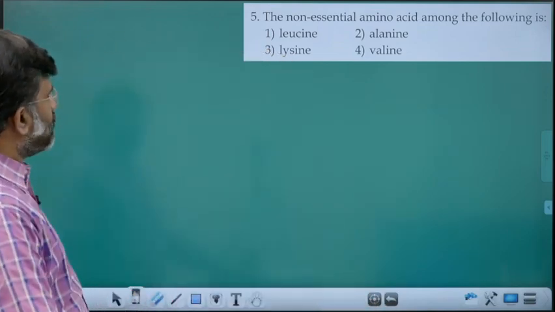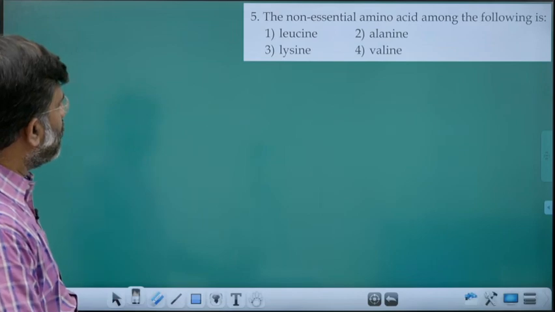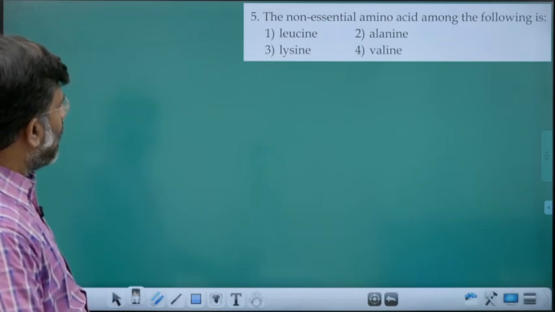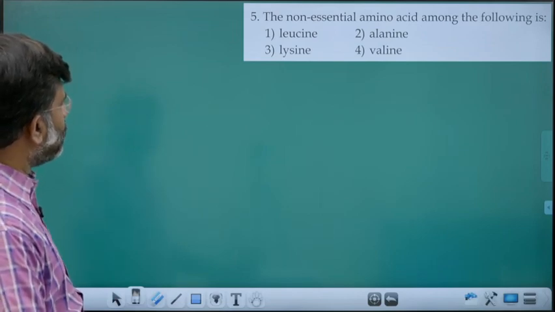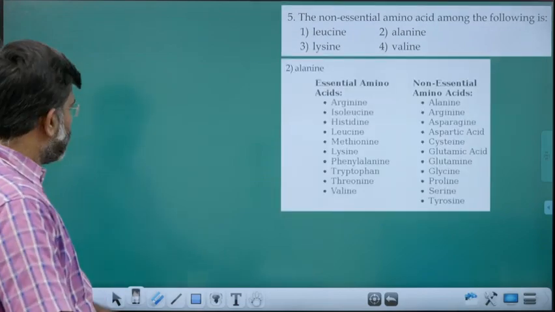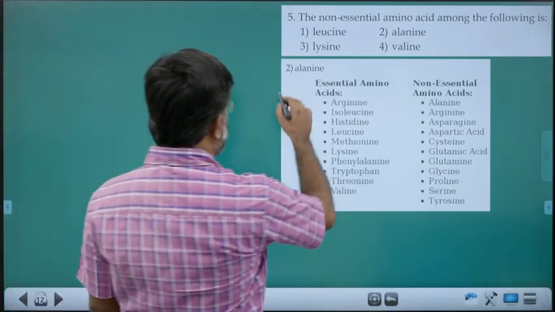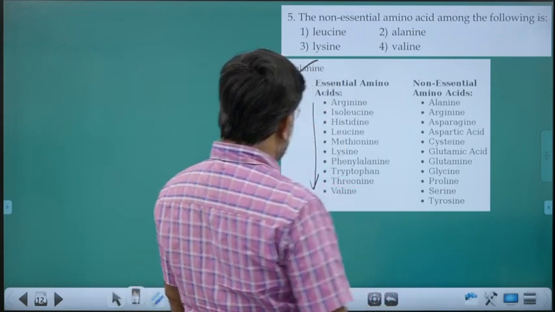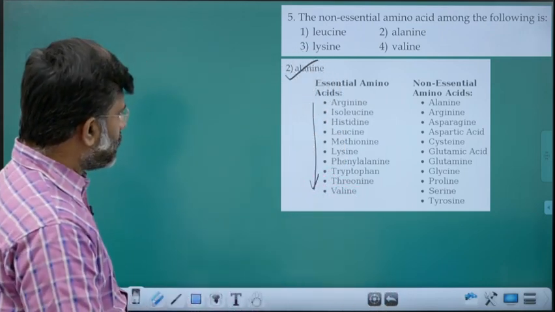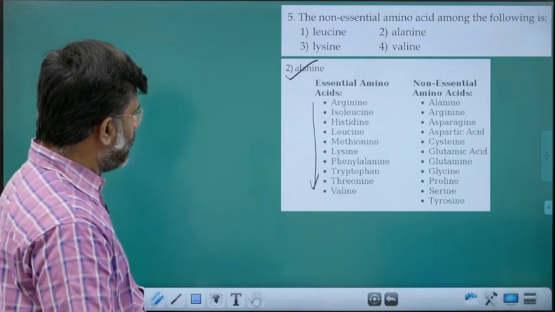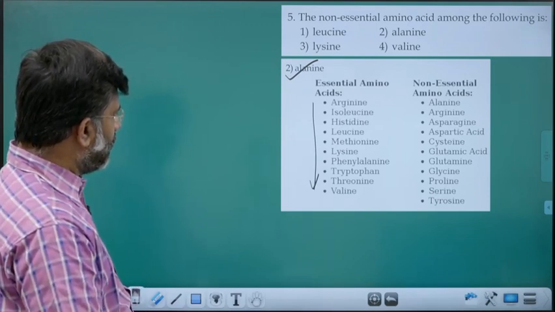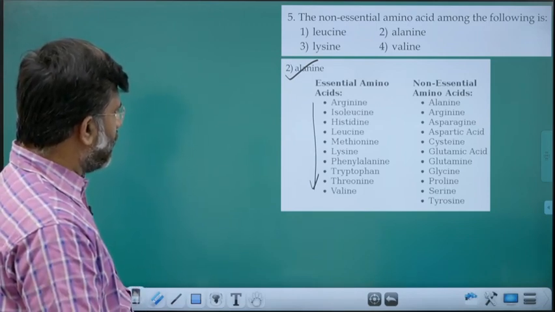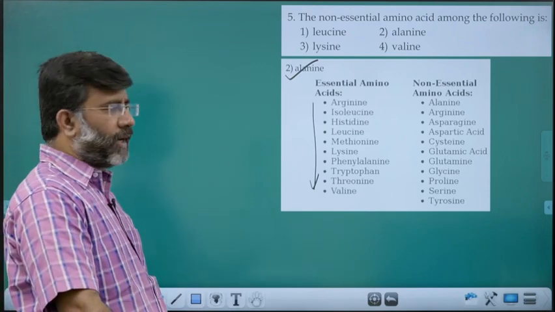Right? The non-essential amino acid is leucine, alanine, lysine, valine. Alanine, it is alanine, second choice. These are the essential amino acids: arginine, isoleucine, histidine, leucine, methionine, lysine, phenylalanine, tryptophan, threonine, valine. They are the essential amino acids.